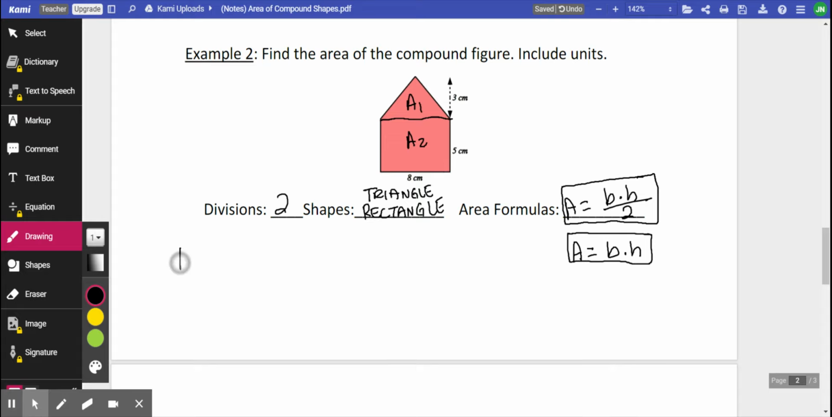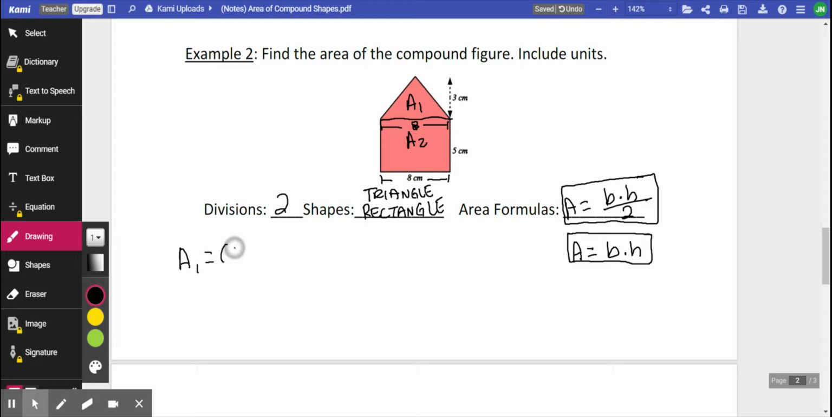So let's go with finding area 1 first. So area 1 will be the triangle, right? So what is the base of this triangle? If you notice, the base of the triangle is the same thing as the base of the rectangle at the bottom, right? So this is the same length from there to there as it is from here to there. So I can say that this is also 8 centimeters from there to there. And the height is given to us as 3 centimeters.